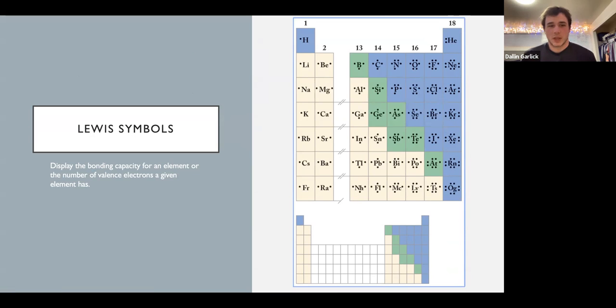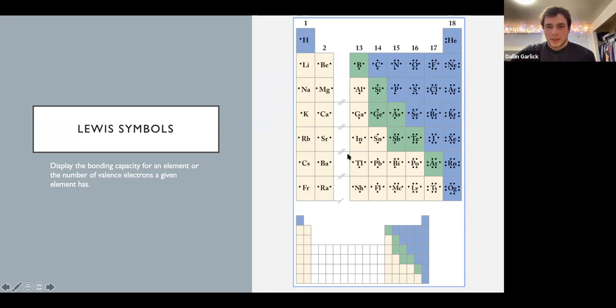So Lewis symbols display the bonding capacity for an element, or the number of valence electrons a given element has. It is just a little representation or image of each of these elements and how many valence electrons they have. And how many valence electrons it has shows us how many places it has where it can have a covalent bond. So it shows the bonding capacity.